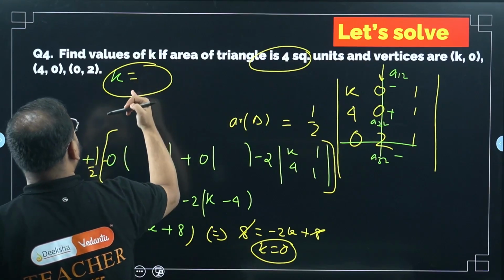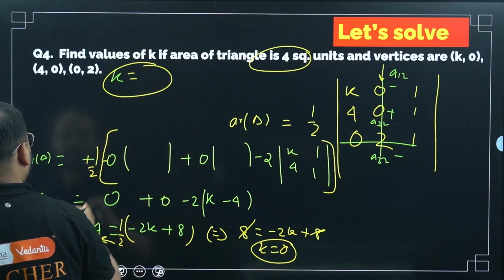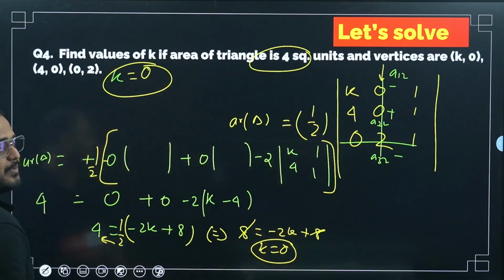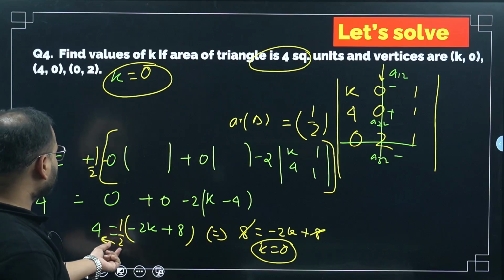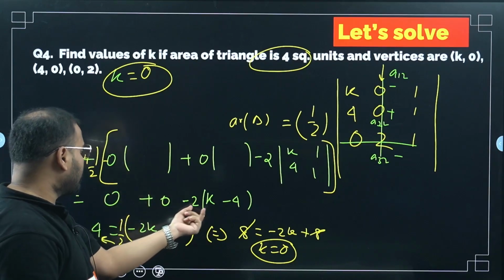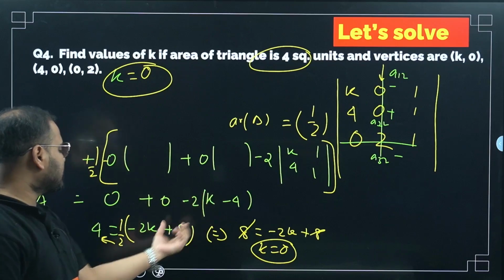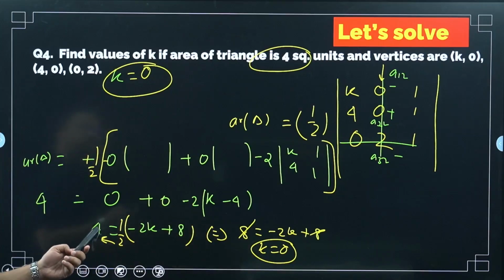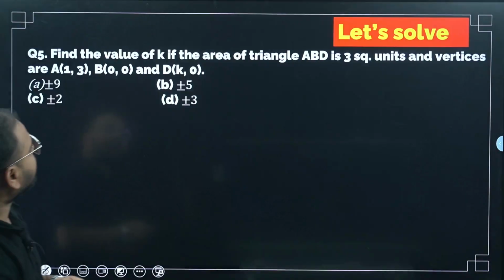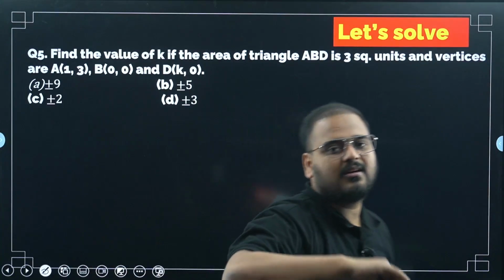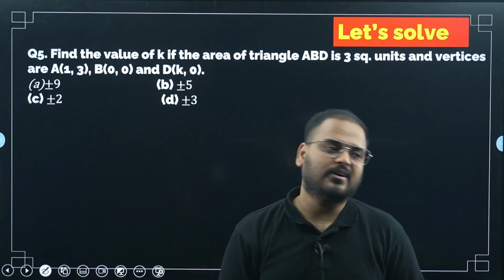Please make this change. I forgot to take this value 1 by 2 into consideration, and for that I got the answer incorrect. Because 1 by 2 is present, for this 0, 0 is not valid. But if I multiply this by 1 by 2, it will become minus k plus 4, which will cancel the 4 over here. So the answer will become 0 only. Not a big mistake, I just forgot to consider 1 by 2 in front of the determinant.